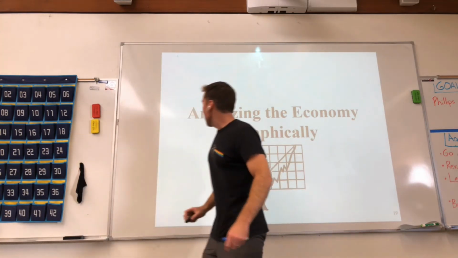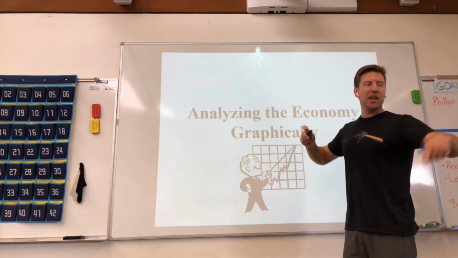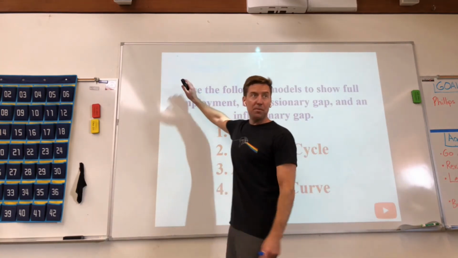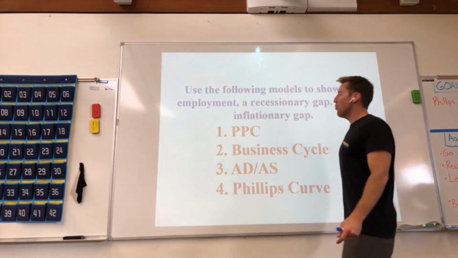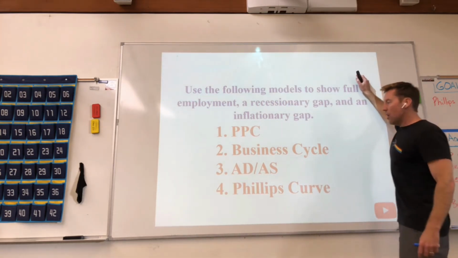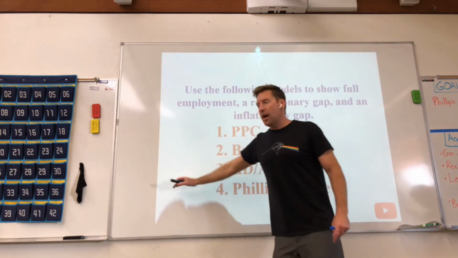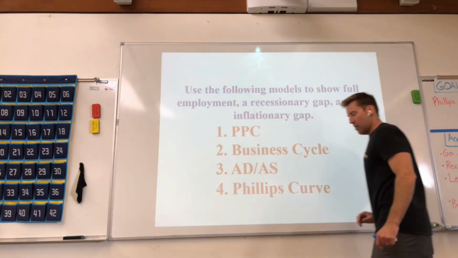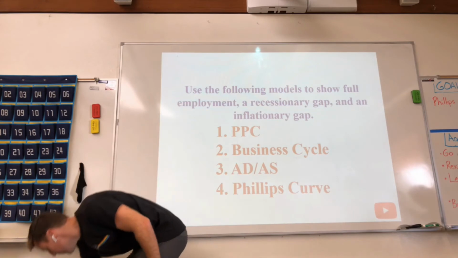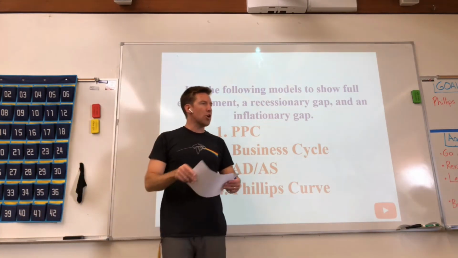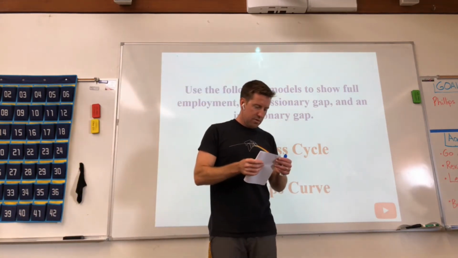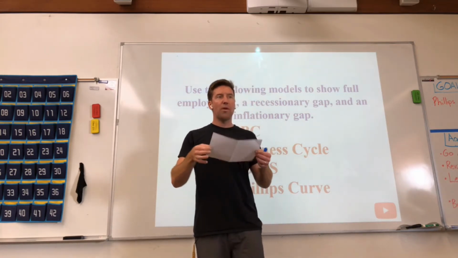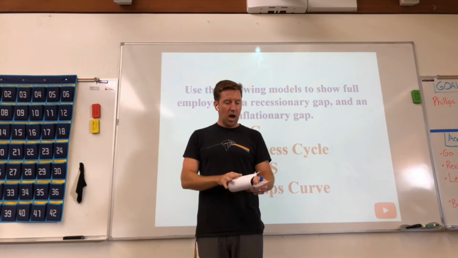So what we're going to do is let's fold a paper or just divide it into four. And we're going to draw in the upper left our PPC curve. In our upper right, we'll do our business cycle. Then we'll do our ASAD. And then we'll do our Phillips curve. So if you're wondering how to divide it up, step one, hamburger style. Step two, open the hamburger, hot dog style.